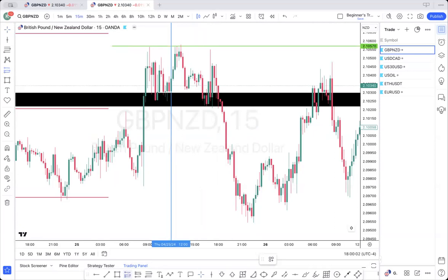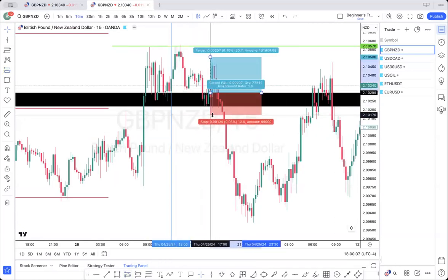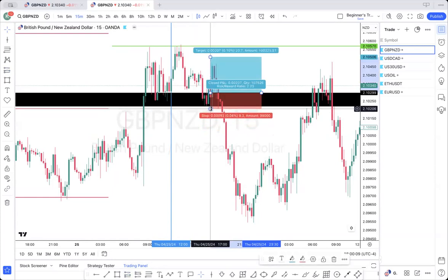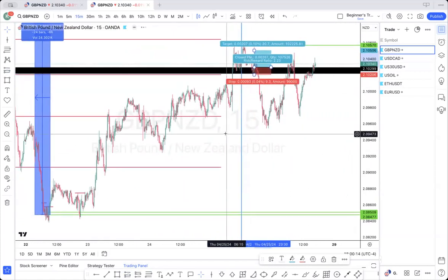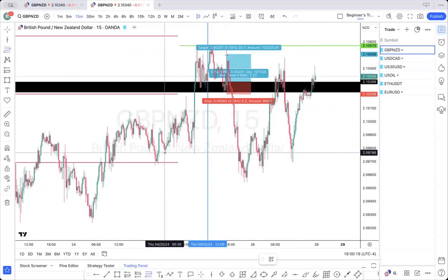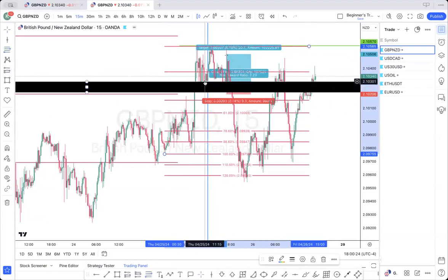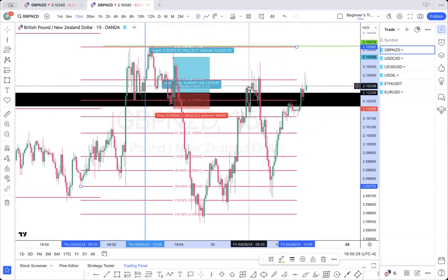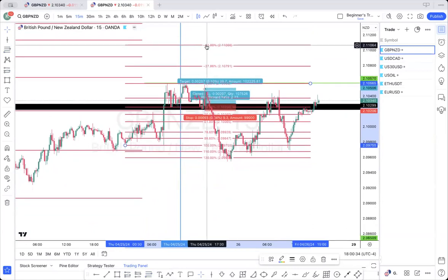So I would have wanted to trade from here to, and I would have personally fibbed my last move. Now, I don't like the fact that it did come to the, what's this, the 38. So I definitely would have been targeting the 618, okay? That would have been my target.